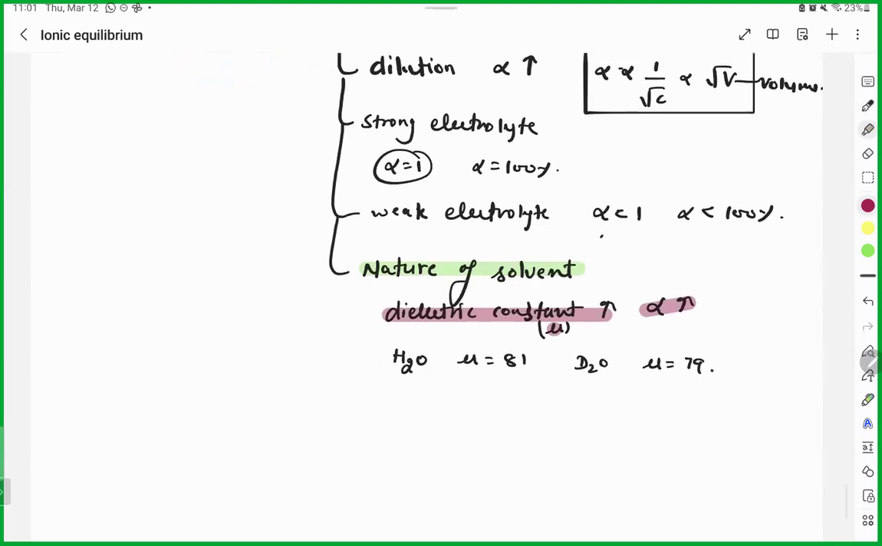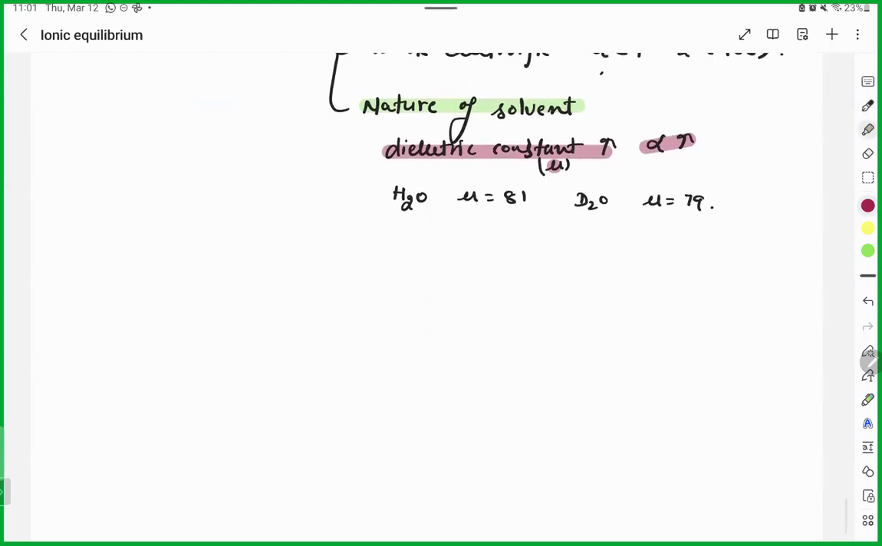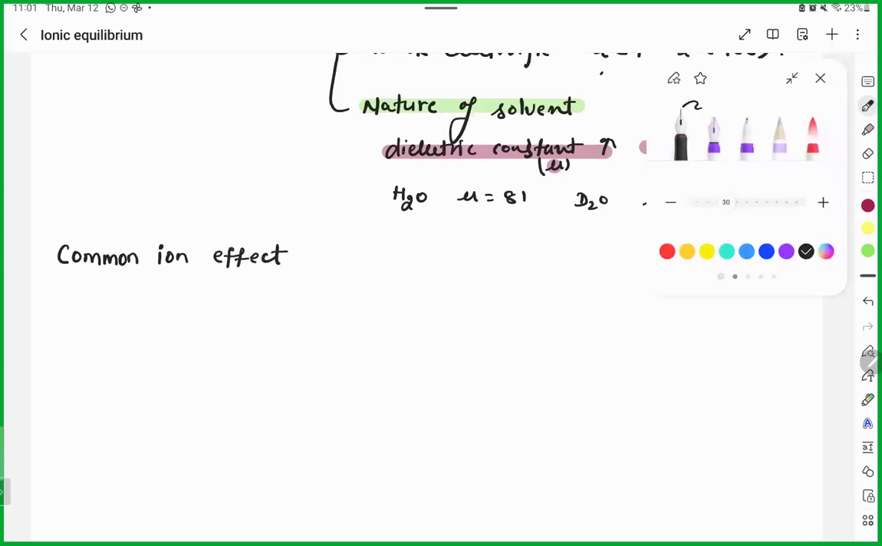Okay. Next, very important concept, common ion effect. Sir, so for H2O it will be higher, right? Yes, for H2O it will be higher because of the higher value.